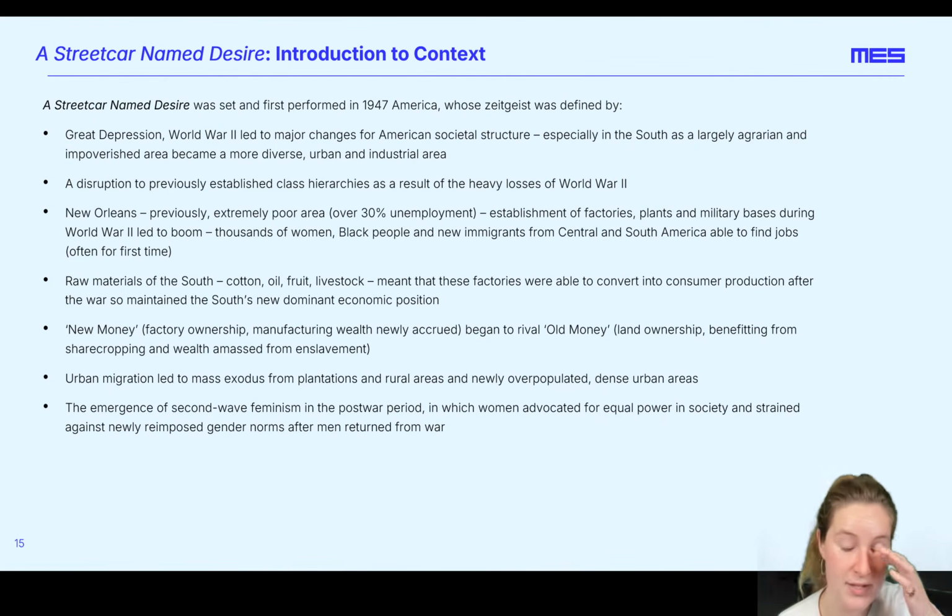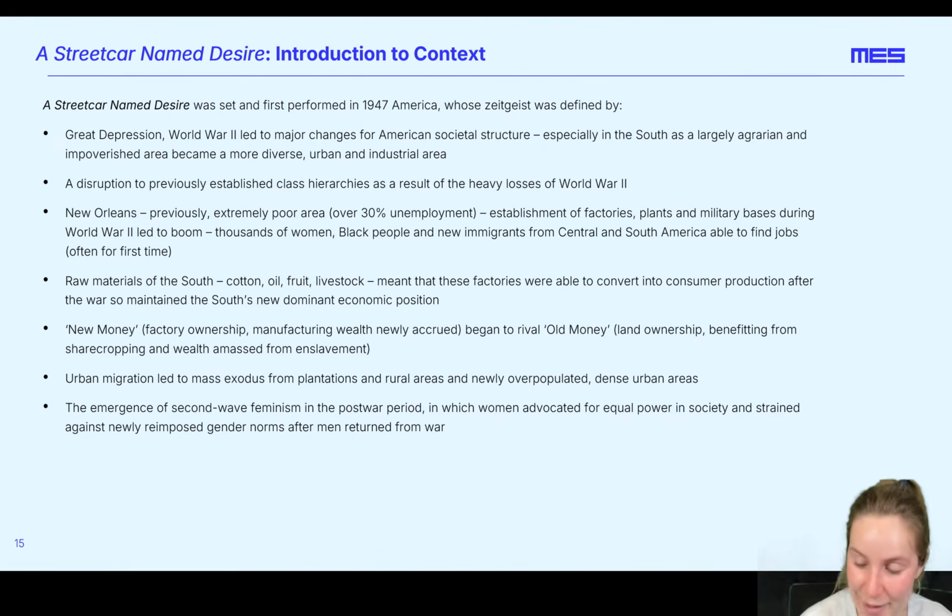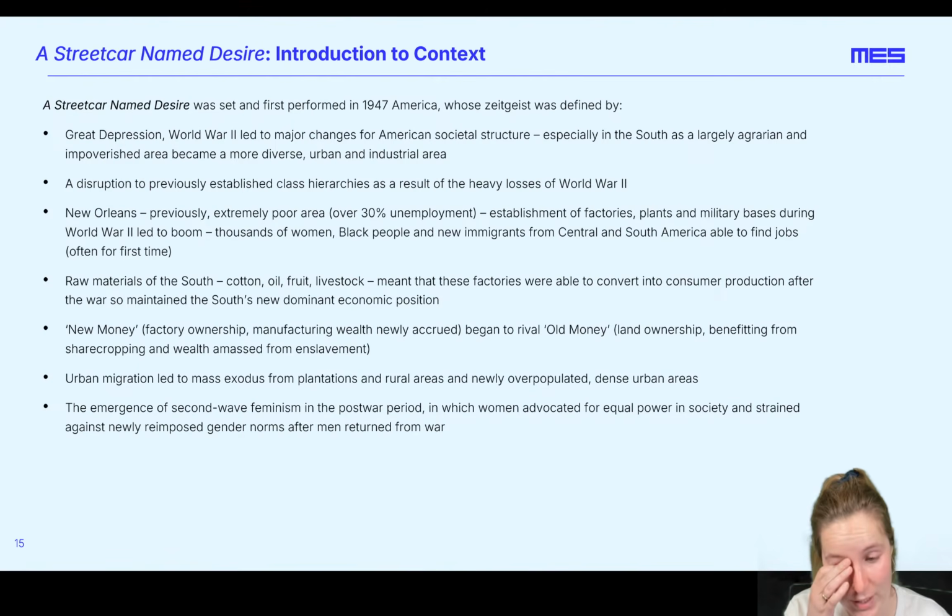Similarly, raw materials of the South like cotton, oil, fruit, and livestock that were grown and produced in the South meant that these factories, having them in proximity to the places where they're grown, makes sense, right? Because that's less transport. So these factories were built in the same place, means they were able to convert into consumer production after the war, so maintain the South's new dominant economic position.